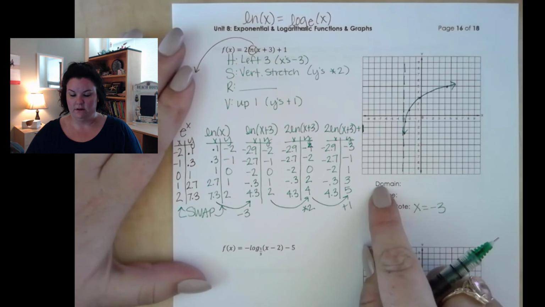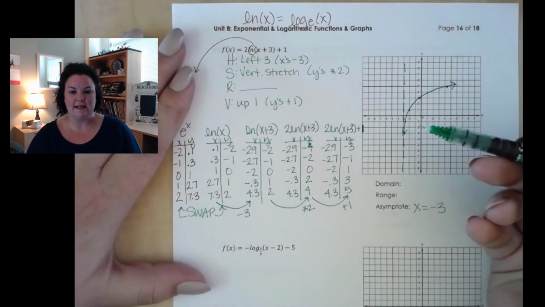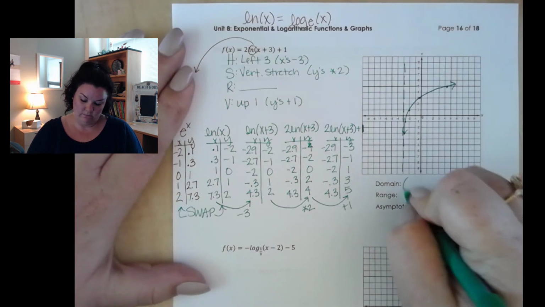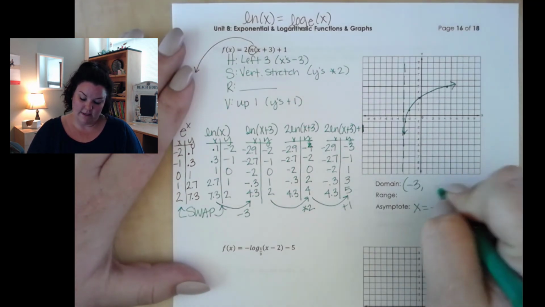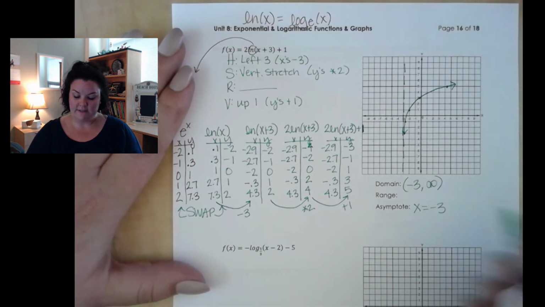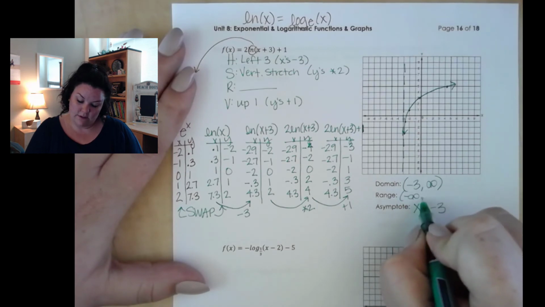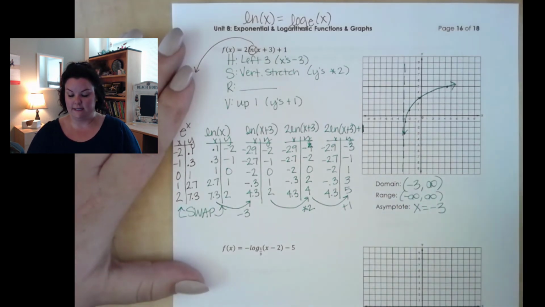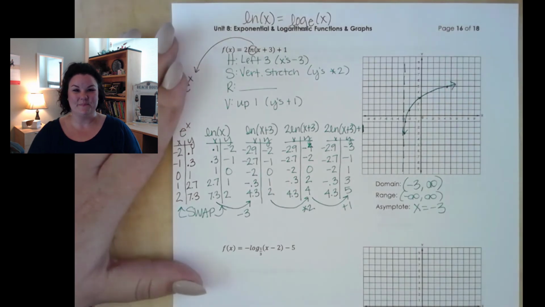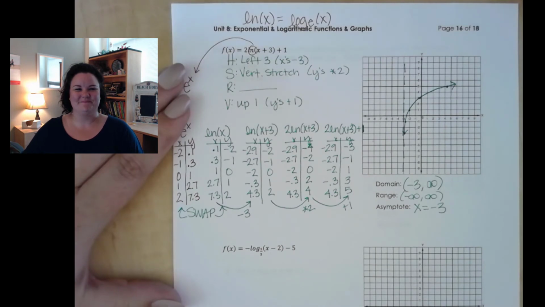And then our domain. Furthest to the left this is going to go, well, it's going to hit that invisible barrier at our asymptote, which is at negative 3. And then it's going to continue on out to the right to positive infinity. And then our range on any log function has no bounds, so negative infinity to infinity, because it's going to keep going down and it's going to keep going up. Okay? All right, let me do one more and then y'all have some to try.